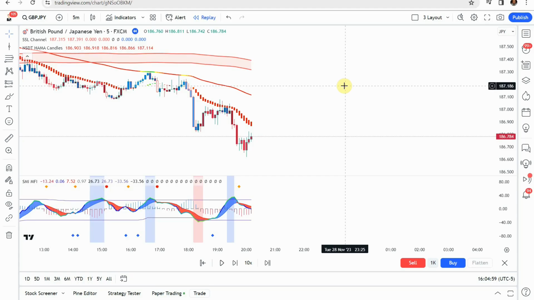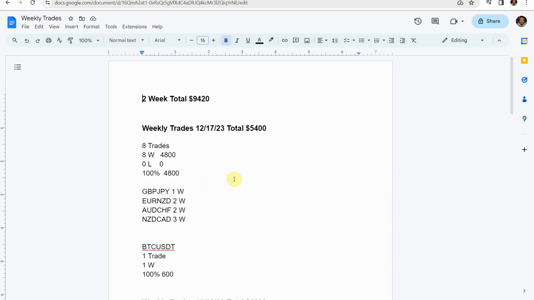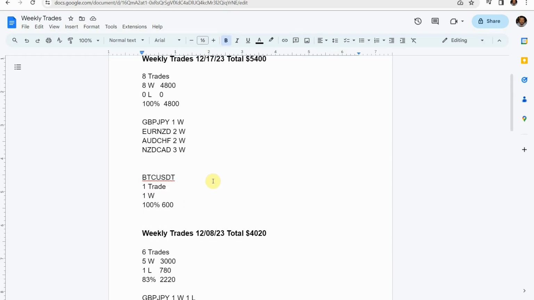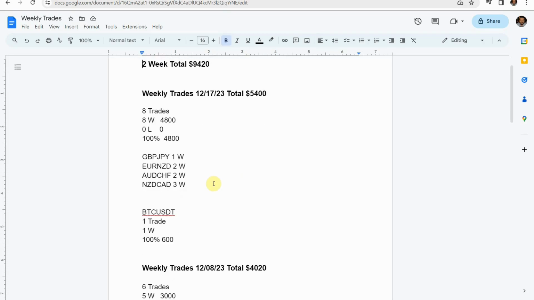And so let's go ahead and take a look at the weekly trades. For those of you who don't know, what we're doing is we are tracking the signals on these particular Forex pairs and this one crypto coin every single week on the 30-minute time frame, and then we are keeping track of those. I haven't done it for this week yet. I'll actually be doing the video today and posting it.